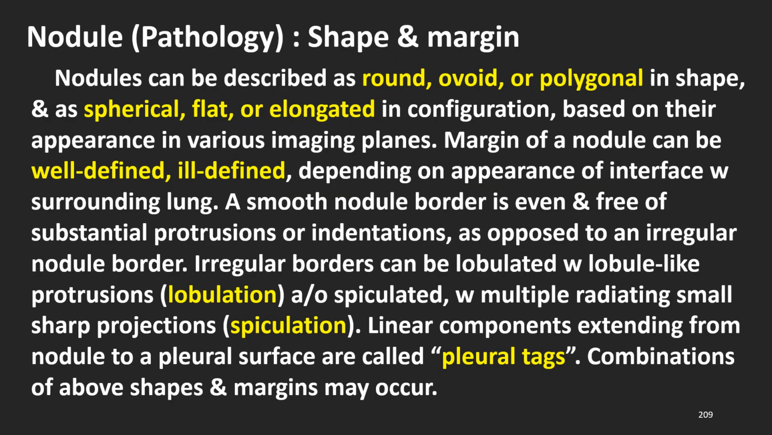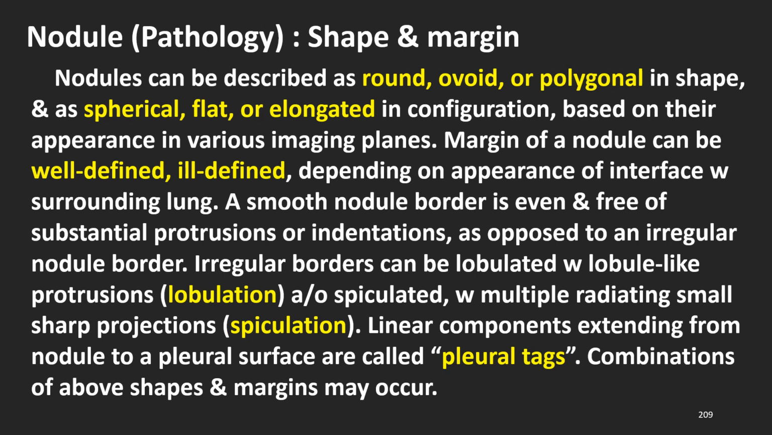Nodule pathology, shape and margin. Nodules can be described as round, ovoid, or polygonal in shape, and as spherical, flat, or elongated in configuration, based on their appearance in various imaging planes. Margin of a nodule can be well-defined, ill-defined, depending on appearance of interface with the surrounding lung.